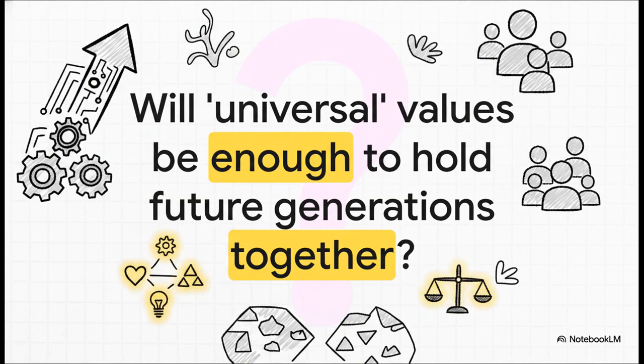And that brings us to the final and I think most critical question. We've just seen how values can shift, and shift dramatically from one generation to the next. So as technology keeps making that change happen faster and faster, are those 4 universal values we talked about, purpose, self-respect, the golden rule, and caring for the world, are they going to be enough to hold us all together in the future? That is definitely something to think about.